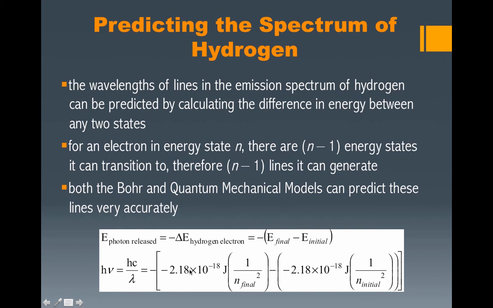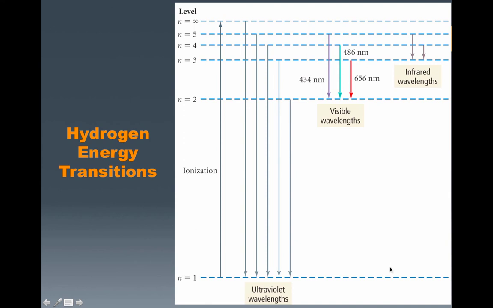The wavelengths of the lines in the emission spectrum can be predicted by calculating the differences of energies of the states. So if you look at the equation here, the energy of the photon released is equal to the negative change in energy between the orbitals, or E final minus E initial. If we substitute hc over lambda, we get the final equation here, which is negative 2.18 times 10 to the negative 18th times 1 over n final squared minus 1 over n initial squared.